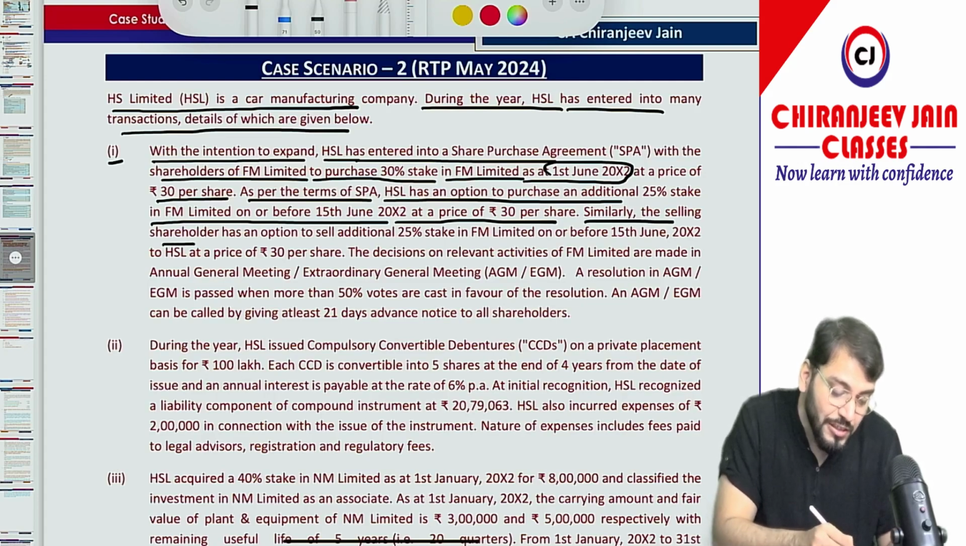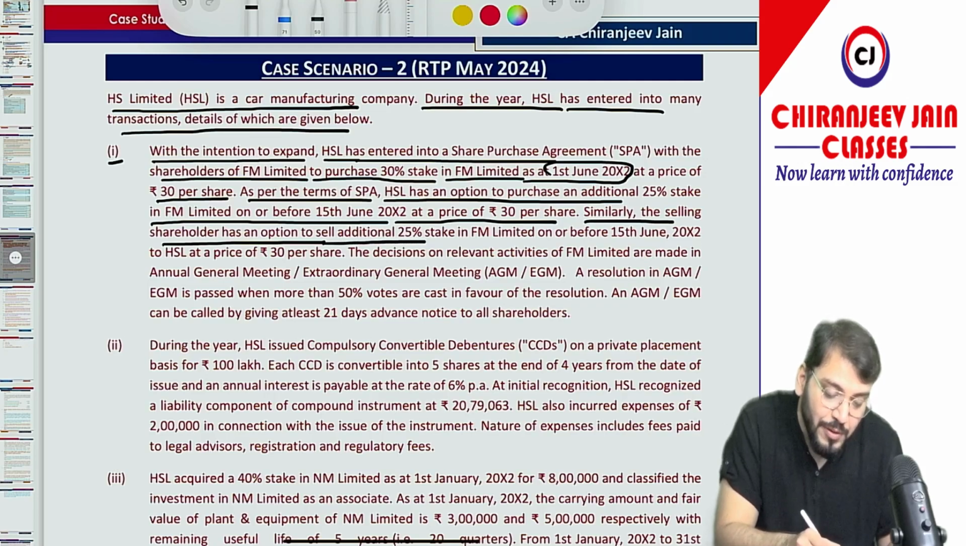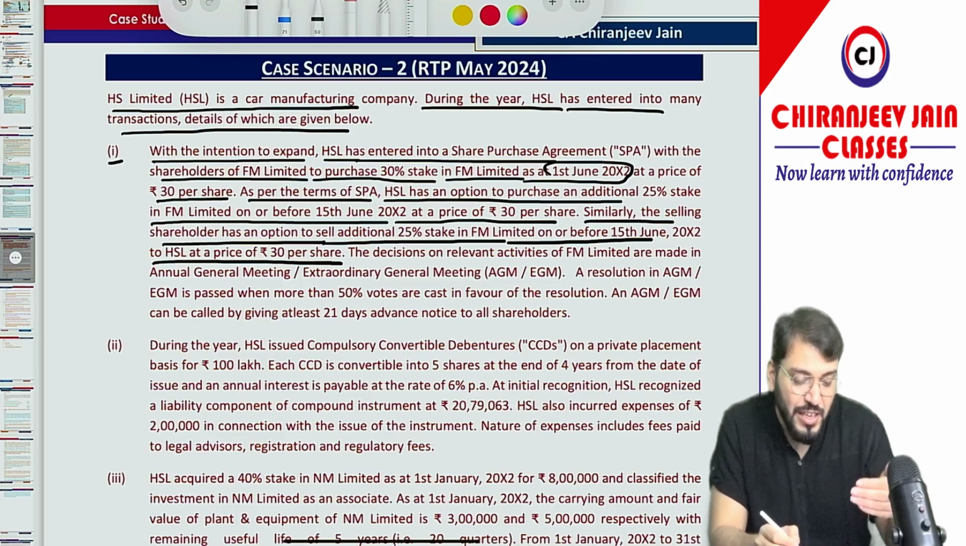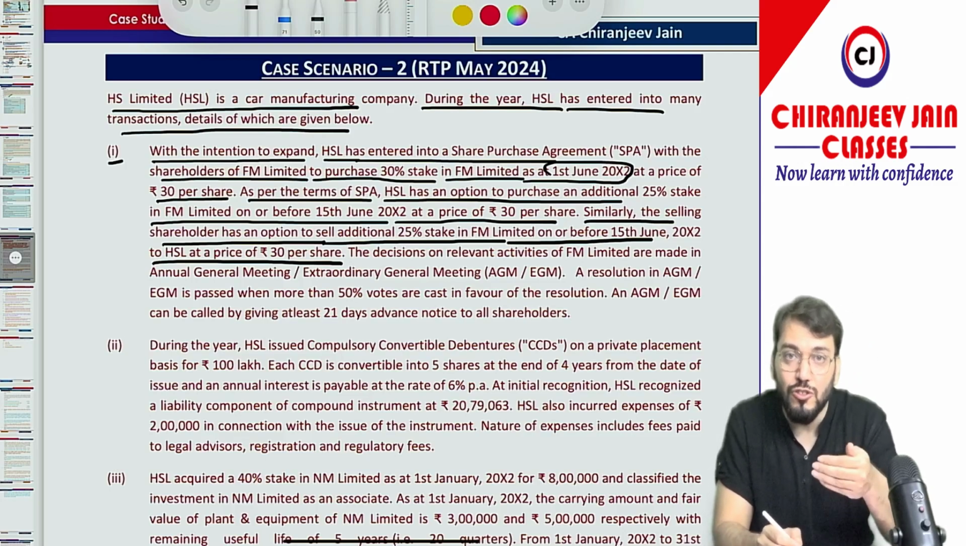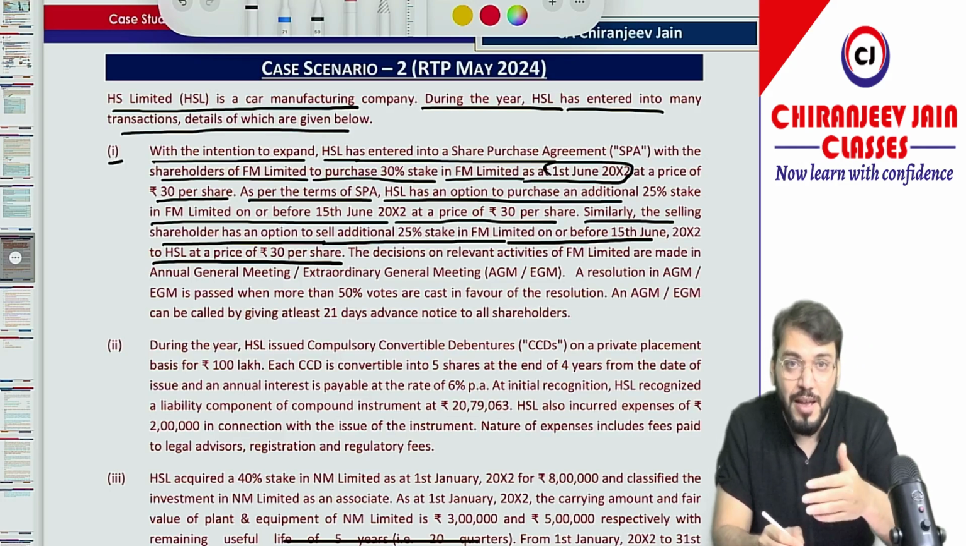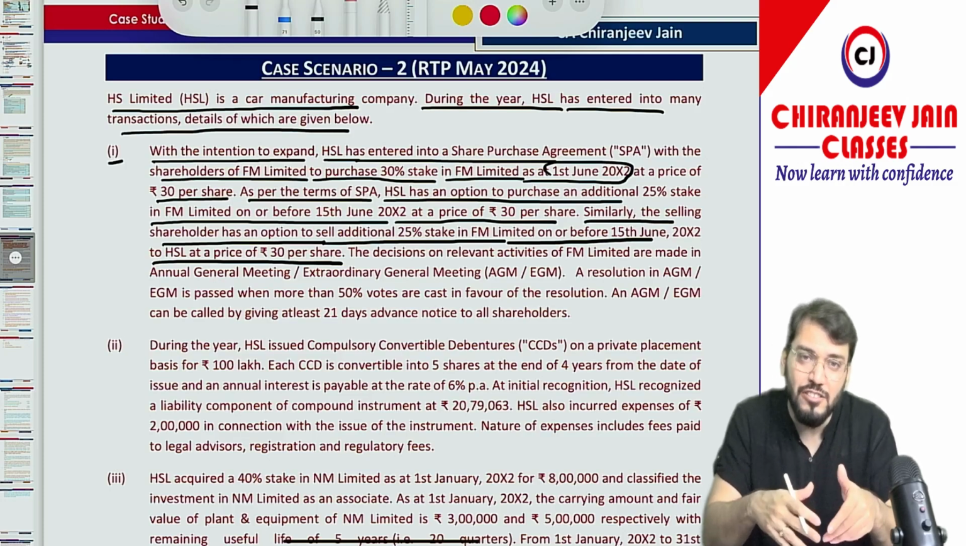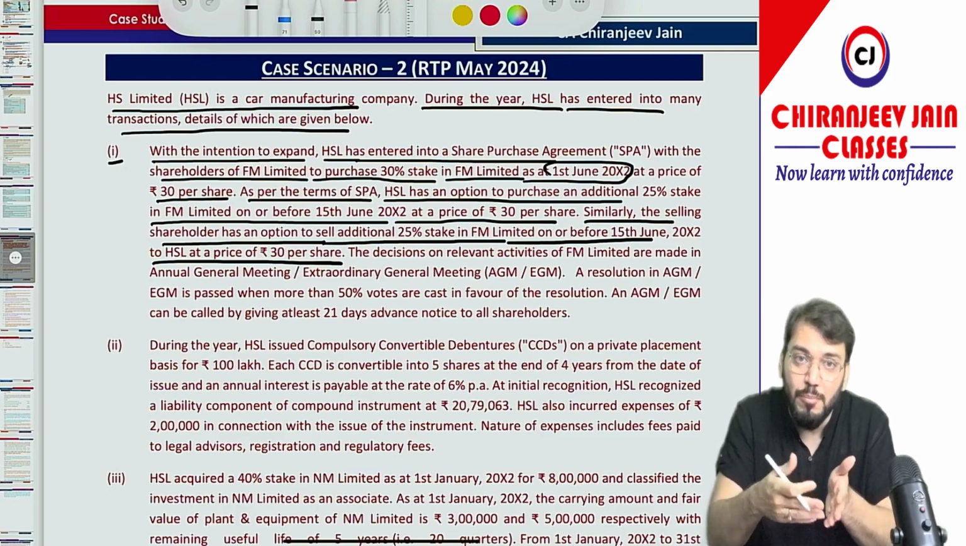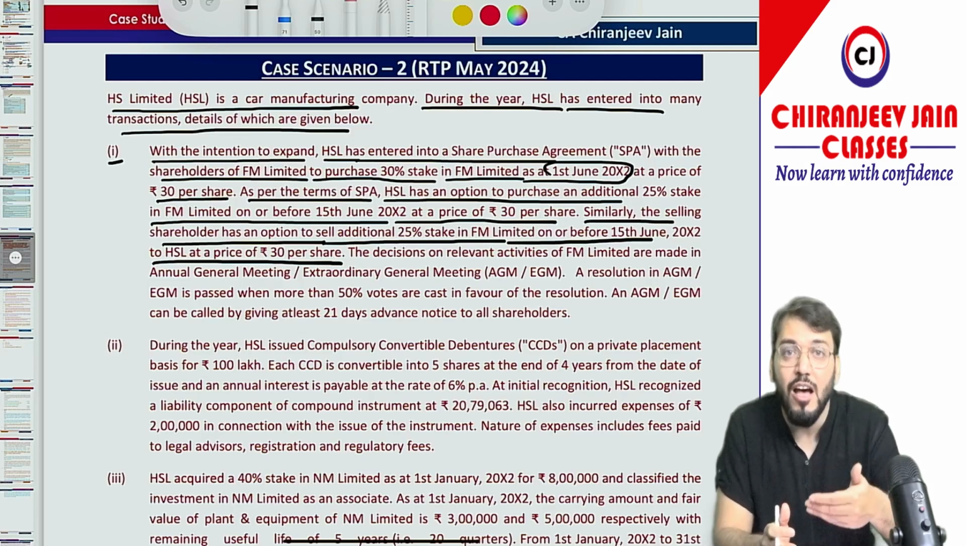Similarly, the selling shareholder has an option to sell the additional 25% stake in FM Limited on or before 15 June 2002 to HSL Limited at a price of rupees 30 per share. It means HSL Limited has a call option to purchase, and the shareholders of FM Limited have a put option to sell. It means it will always be exercised. Right now it is a potential voting right, and if it becomes substantive, it should be considered for determination of control as of now.